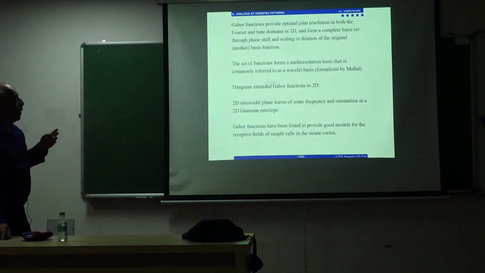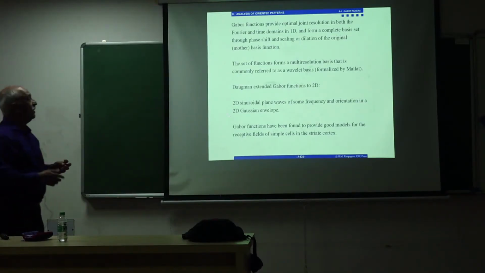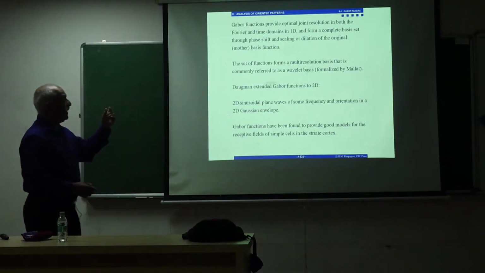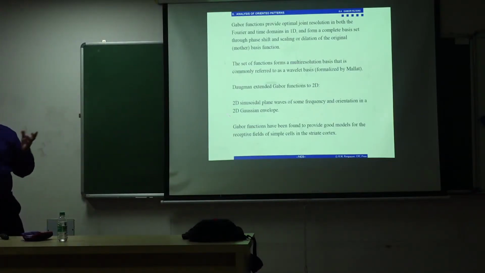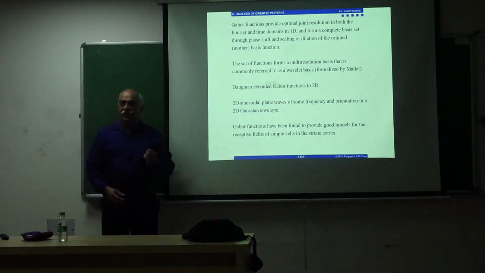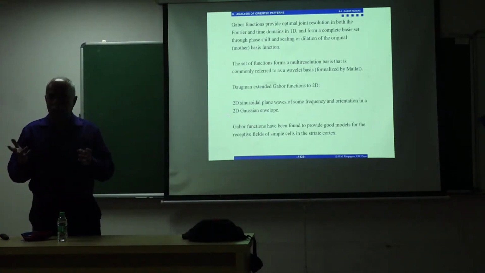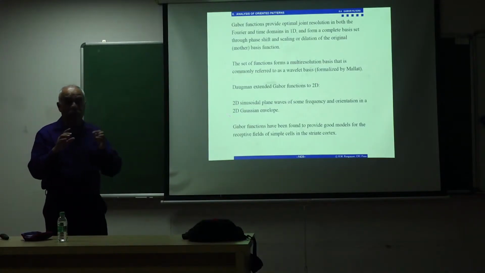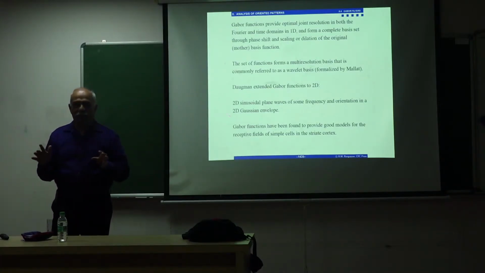Gabor functions provide optimal joint resolution in the time and frequency domain, or space and frequency, depending on your formulation, and can form a complete basis set through phase shift and scaling or dilation of the original basis function, now called a wavelet. But we are not using Gabor as a transform. We're not getting all coefficients with all possible functions like we do with the Fourier transform. We don't need that. We can select certain Gabor functions of certain orientation and certain scale factor and use only those. It's not a complete representation.